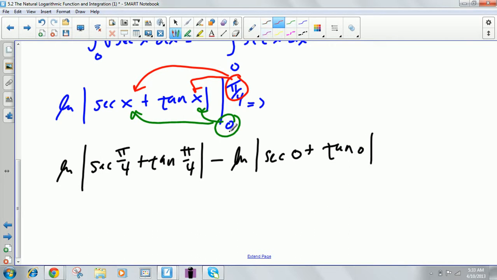Now if we look at these values, this is radical 2, this is 1, and this is 1, and this is 0. Looking at the unit circle for all this, because remember secant is just 1 over cosine. Cosine at 0 is 1.